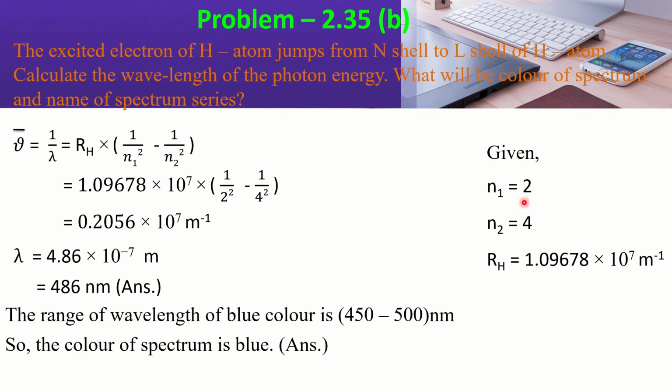Here, look, the value of N1 is 2. So, the spectrum line will be in which series? Obviously, it will be in Balmer series. This is our third answer. So, there are 3 questions and the wavelength is 486 nanometer. The spectrum color is blue and it is in Balmer series.